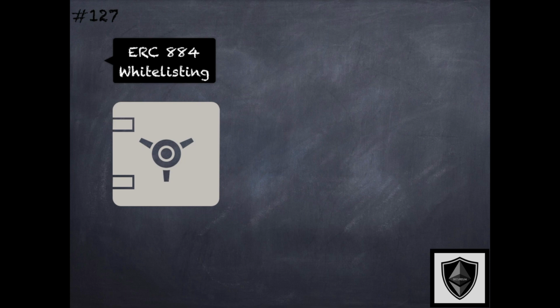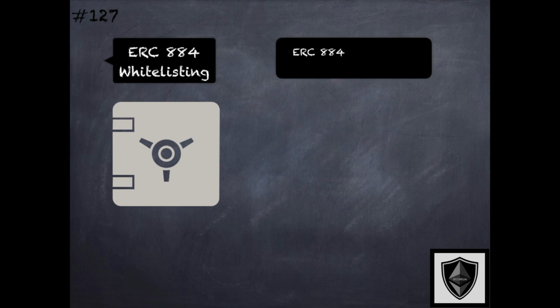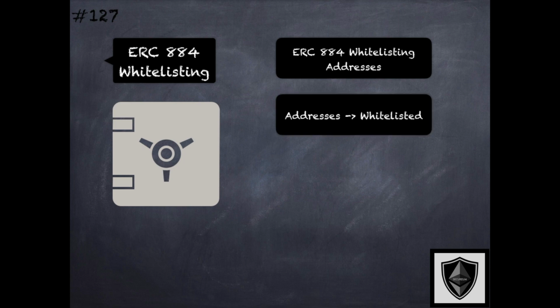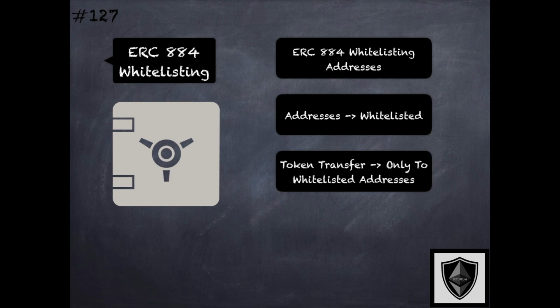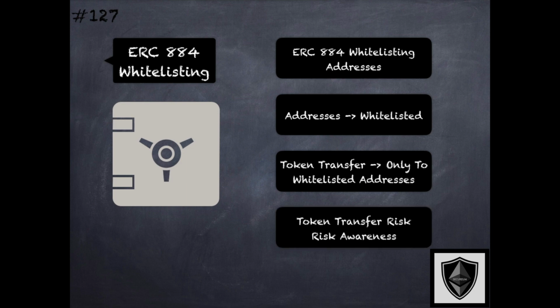ERC 884 also introduces the concept of whitelisting addresses, where a certain set of addresses may be whitelisted by a contract implementing the standard. Token transfers are allowed only to such whitelisted addresses and not to addresses that don't exist in this whitelist. This, again, as you can imagine, is a token transfer risk, because a user might want to transfer tokens to a particular address, but if that is not whitelisted, then that token transfer is not allowed.